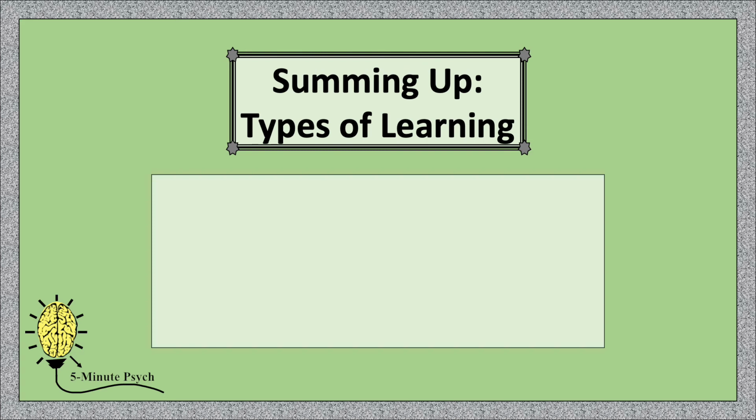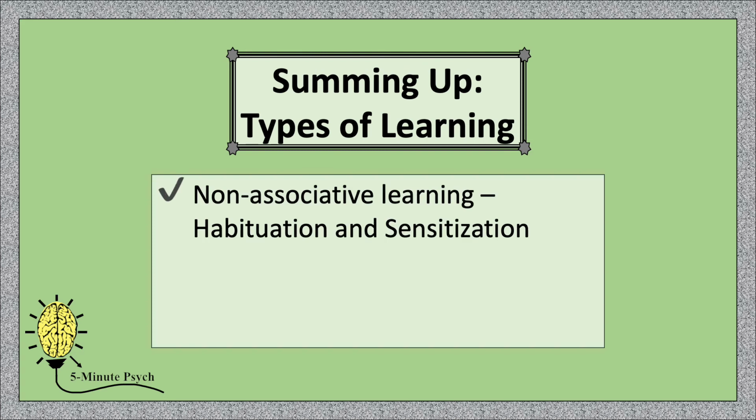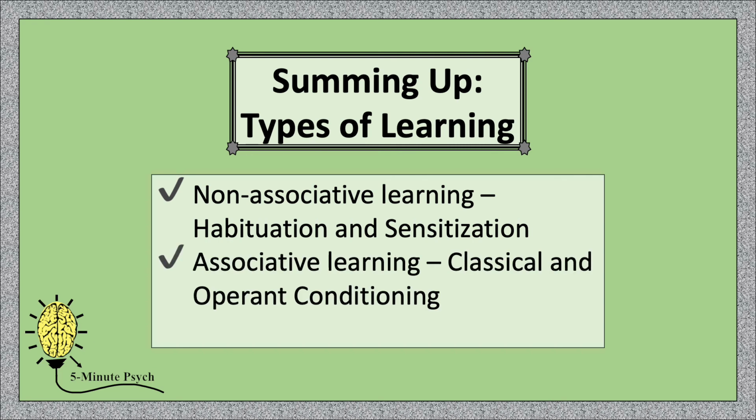Well, we just looked at two types of non-associative learning, habituation and sensitization, as well as two types of associative learning, classical and operant conditioning. Then we ended with a look at observational learning.